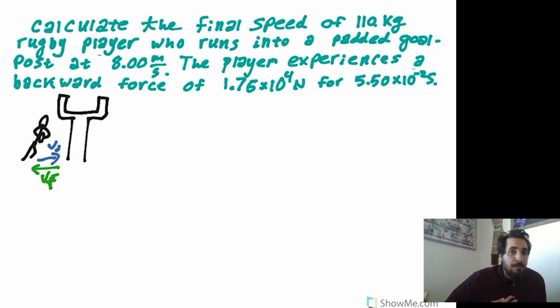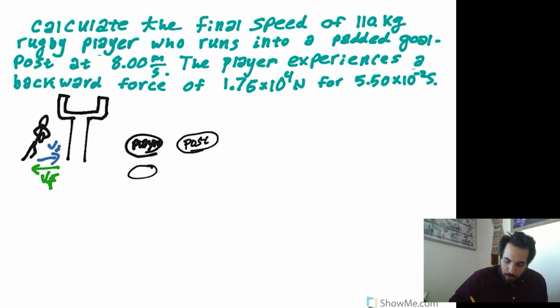We can take a few extra steps here just to be certain that we understand the situation. And we can go so far as to define our system with an interaction diagram. Our interaction diagram will have our player in one of these bubbles. We have the post in another bubble. Of course, we have the floor the rugby player is supported by. And I probably should put the word field, and then we have the entire earth below that.